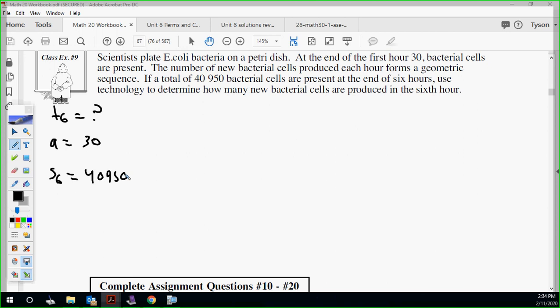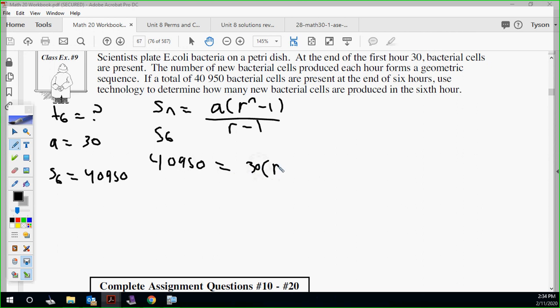Okay, so what we want to do is set up our series. So we're going to use this formula still: A times R to the N minus 1 all over R minus 1. So we know that S of 6 is 40,950. We know that A is 30. We don't know R, but we know N is 6. You really can't do much here, so we're going to go ahead and move to our calculator.